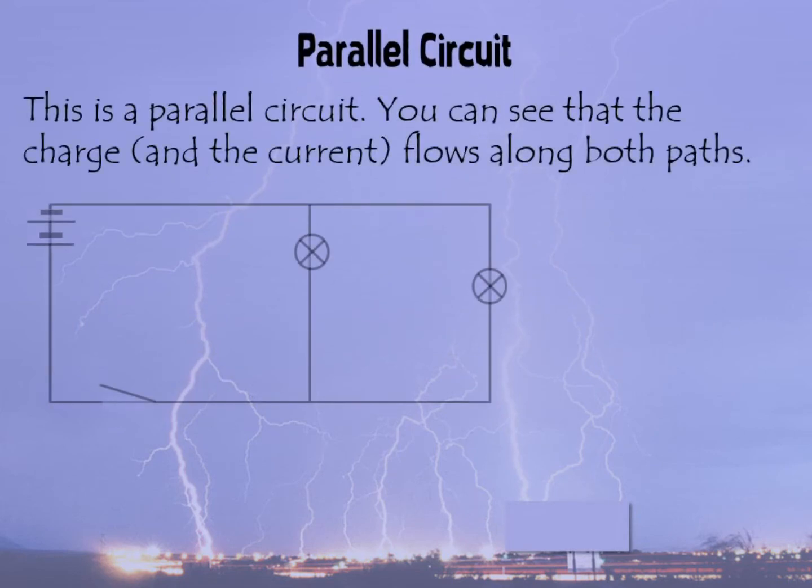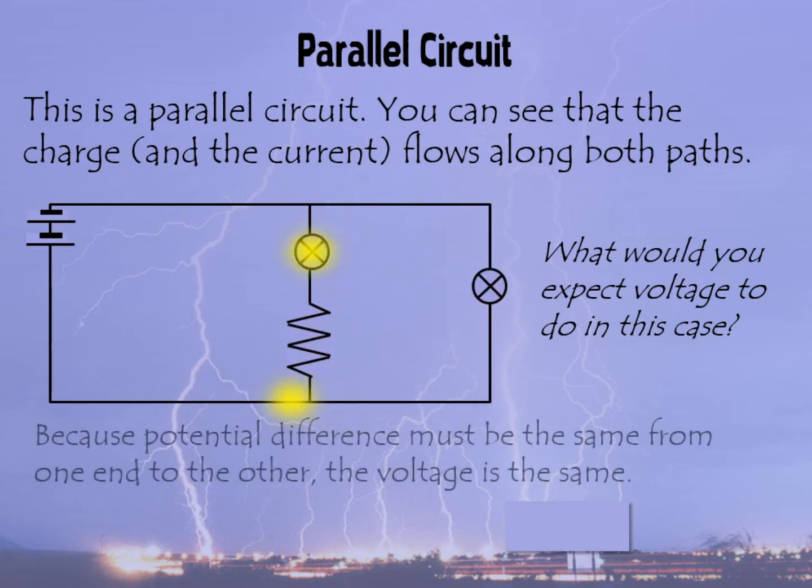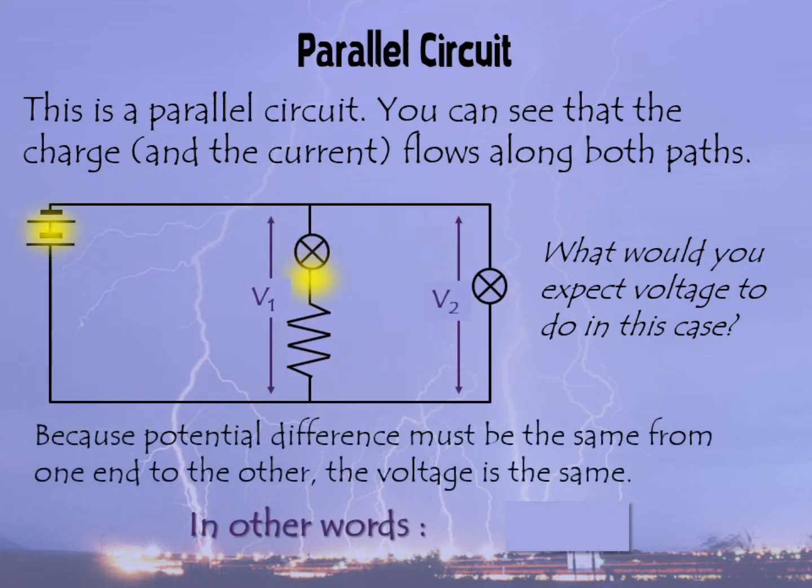So this is a parallel circuit, and you can see the current flowing along both paths, the middle one and the outside one, and it cannot backtrack, so it has to flow through both in order to get to every part of the circuit. So what do you think the voltage is going to do in this case? Similar to the series circuit, we're going to be adding up some components to get the voltage across each path. So there we can see that V1 is going to be the potential difference across the bulb, and then add that to the potential difference across the resistor, whereas V2 is just going to be the potential difference across the bulb.